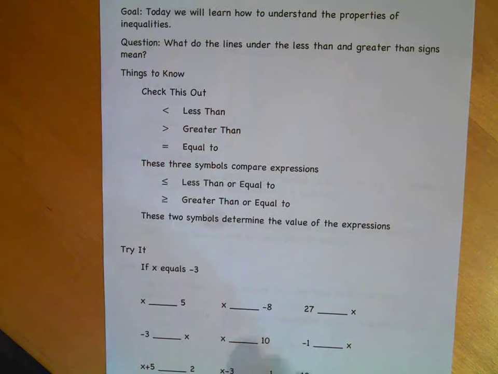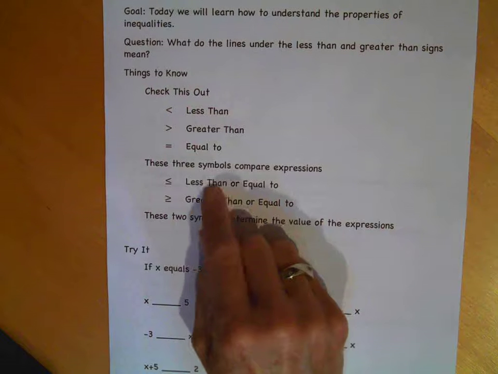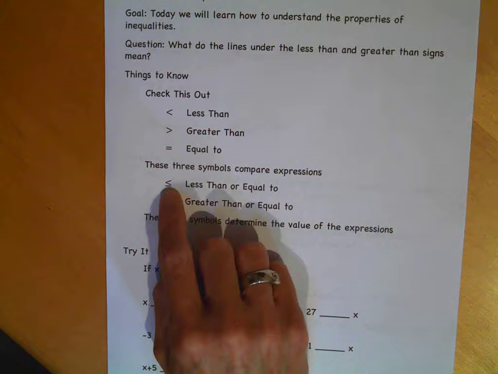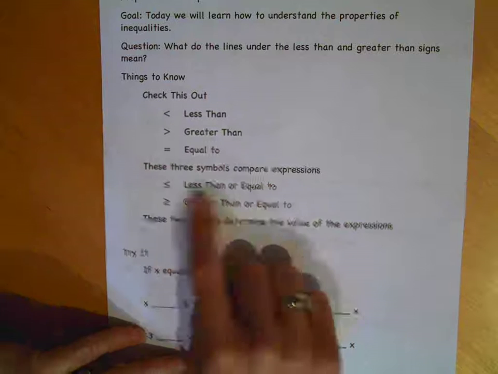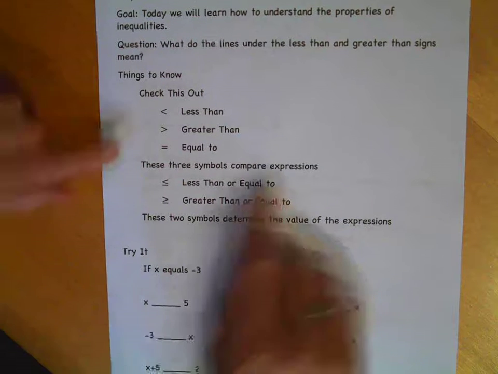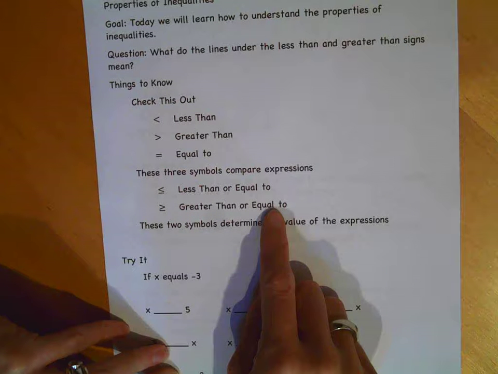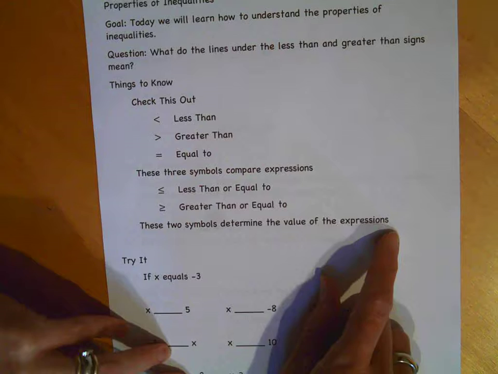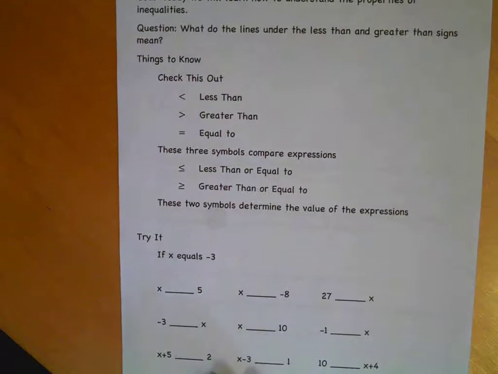Then there's two new ones that you need to be aware of, and it's actually a less than sign combined with the equal sign. It looks like this. So you basically just took this and squished them together, and you got this. It's called less than or equal to. You took this one and these together, and you got this, and this one's called greater than or equal to. These two symbols determine the value of the expression. So you actually find out the actual amount that it's representing. Good information. You need to know that.